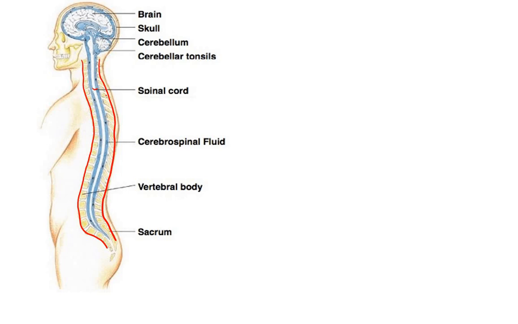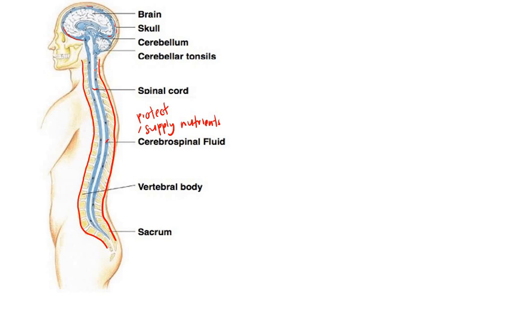And then it is surrounded by cerebrospinal fluid, the blue color here. The cerebrospinal fluid also surrounds the brain. The brain also has this cerebrospinal fluid, and the function of cerebrospinal fluid is to protect the spinal cord and also supply nutrients to the spinal cord. So this is the function of cerebrospinal fluid.